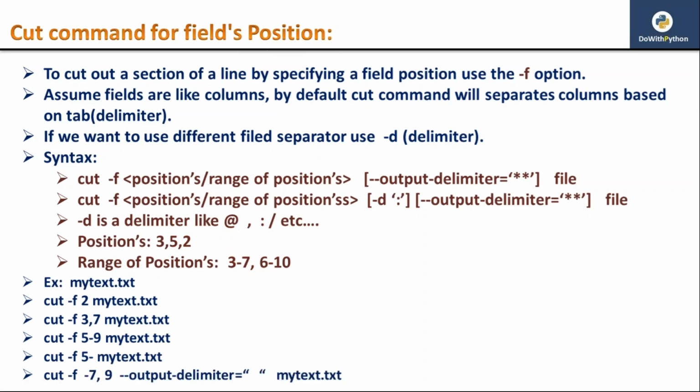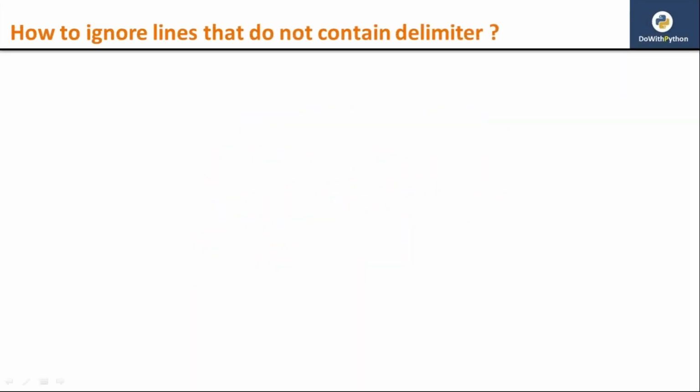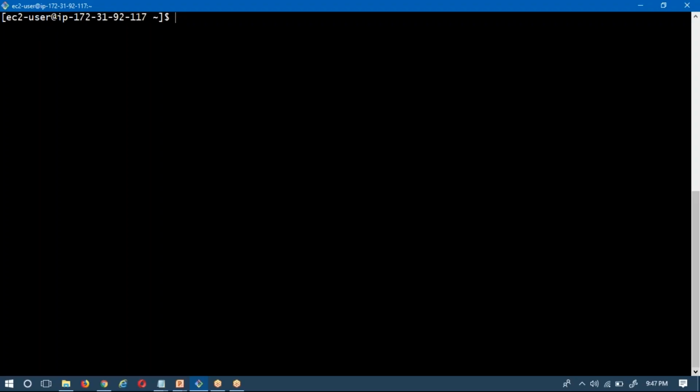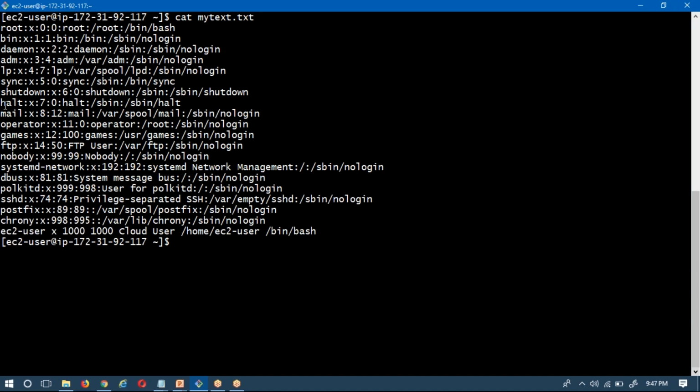Now, next thing is how to ignore lines that do not contain the delimiter. Suppose in your cut command, observe here, cat my file. In all lines you have a colon, but in the last line you don't have a colon. I don't want to print this line. I am going to get fields based on colon, and if any line does not have that colon, then I don't want to print or work with that line.